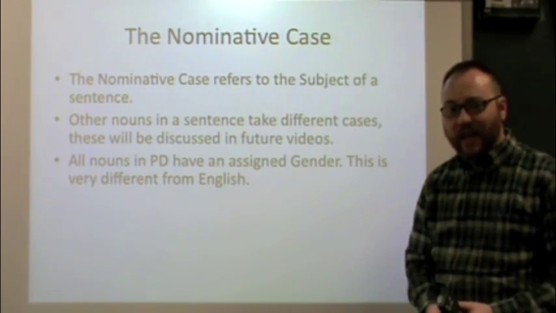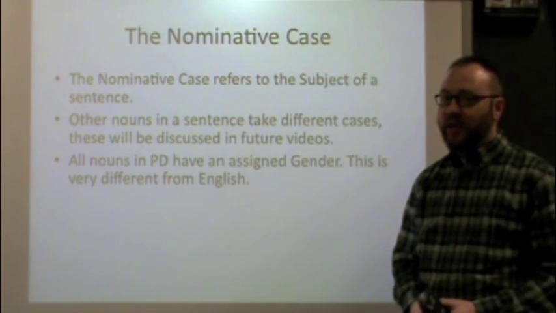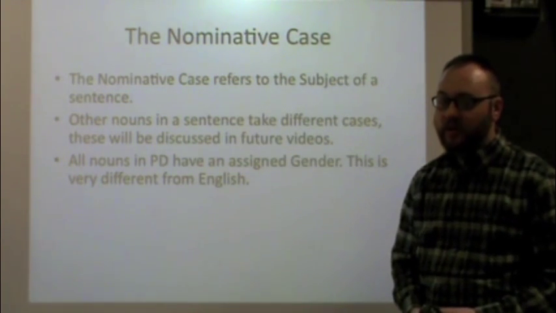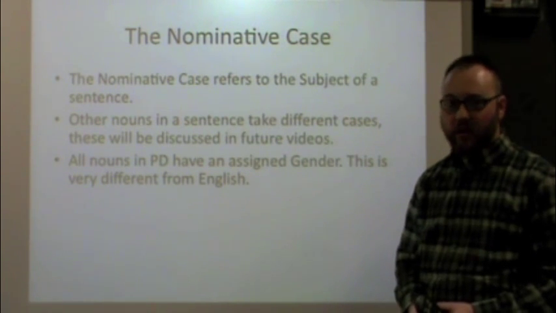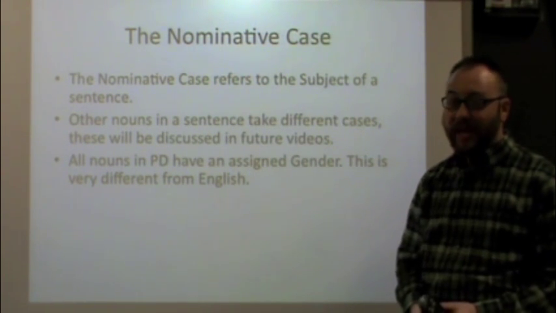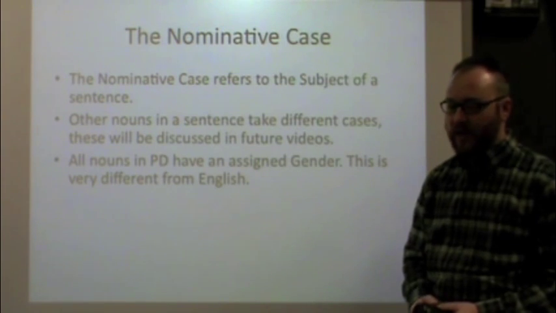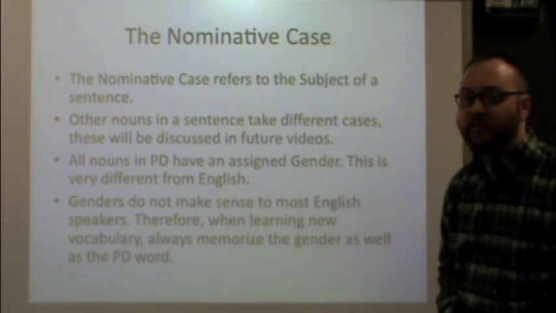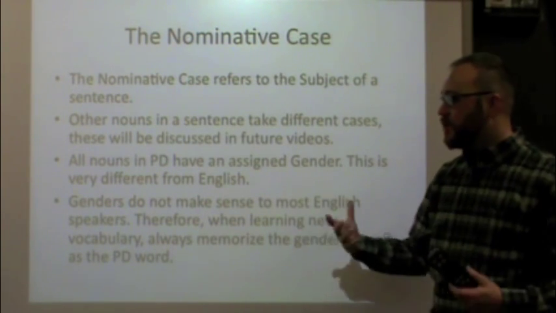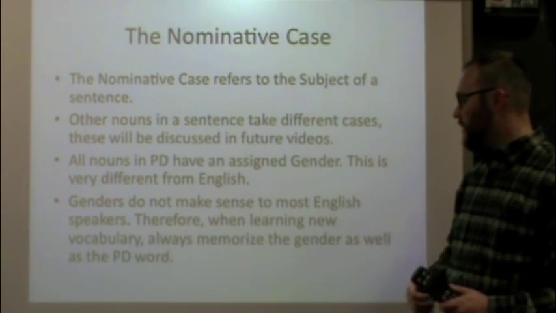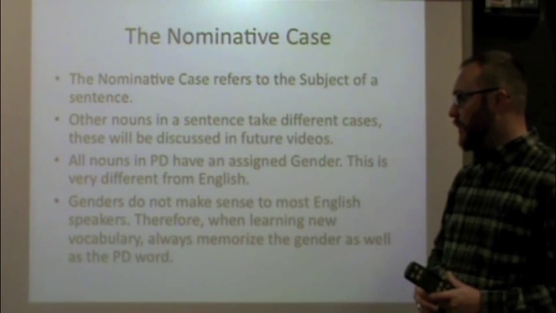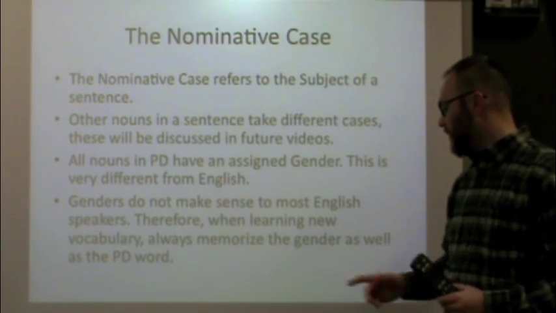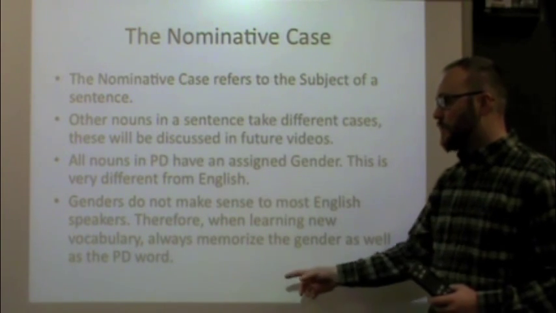But that is not the case in Pennsylvania Dutch. Every noun, no matter what it is, inanimate objects included, has a gender. And this is difficult for English speakers to wrap their mind around at first. And what really makes it difficult, I think, for most English speakers is that the genders do not make sense to most English speakers. Therefore, when learning new vocabulary, always memorize the gender as well as the Pennsylvania Dutch word.